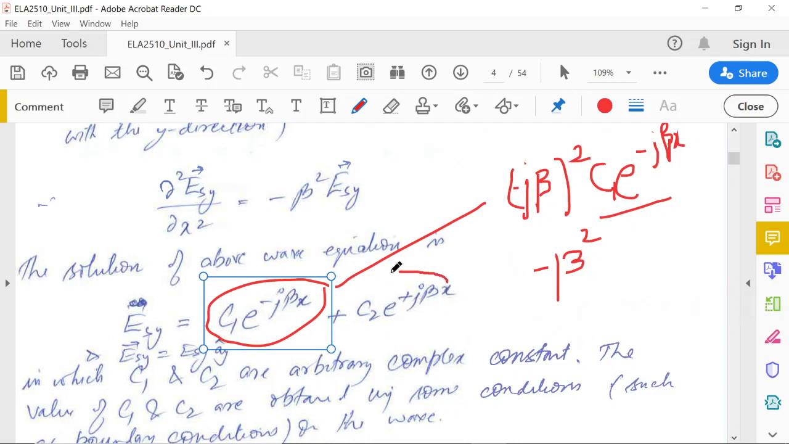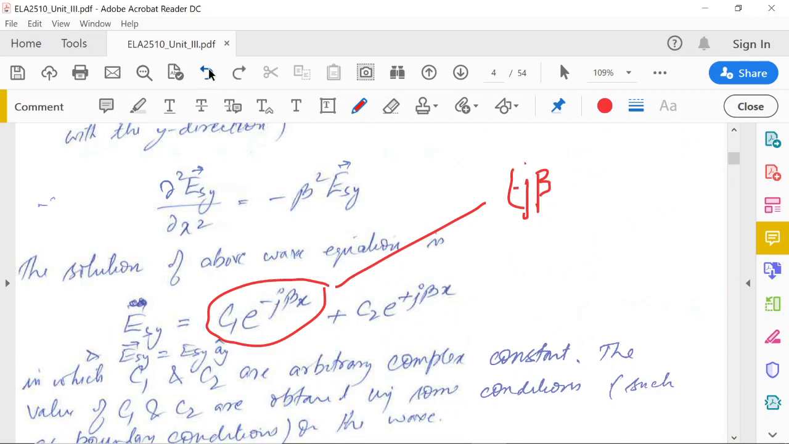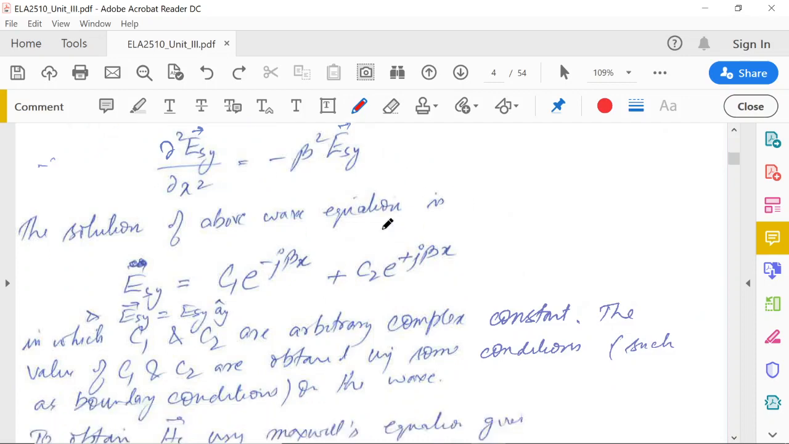Similarly, the same case will be here. If you take this independent part and verify with this equation, this is also a solution. So these two joined together become the general solution. One is minus, another is plus. This is the general solution for this equation.